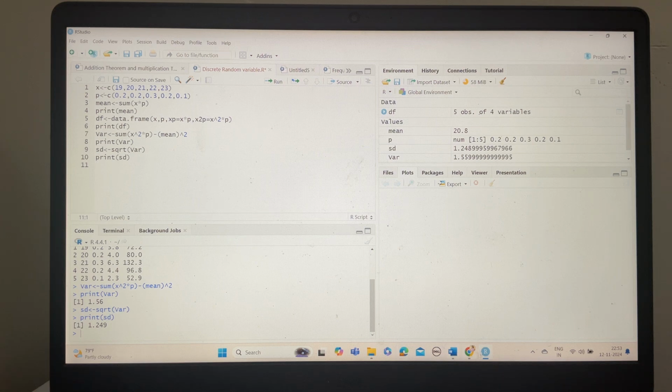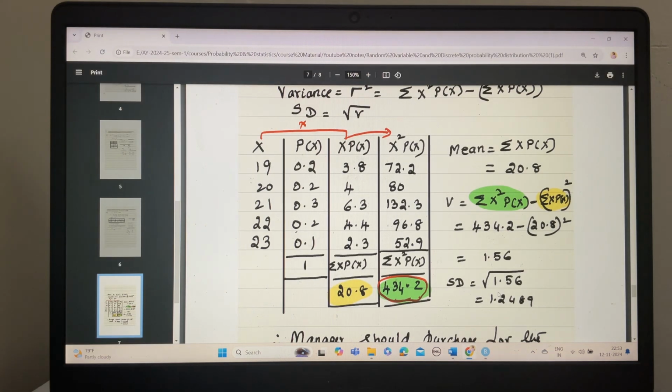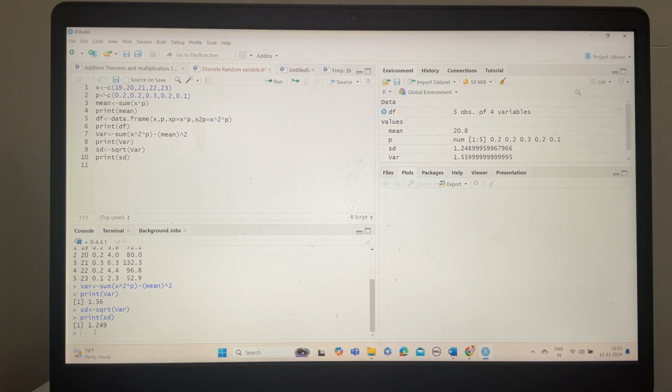Is it the same as what we got in the manual way? The variance is 1.56 and the standard deviation is 1.2489. So we have got the same thing here. 1.2489 means 1.249. I hope you could understand now the R code for the discrete probability distribution to get the mean, the variance, and the standard deviation. I hope you could understand this.